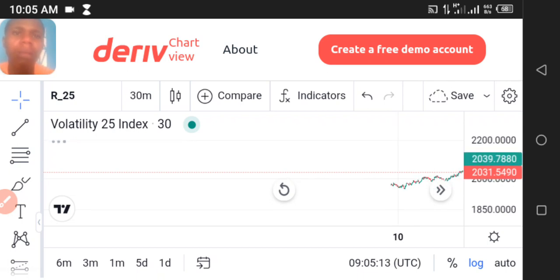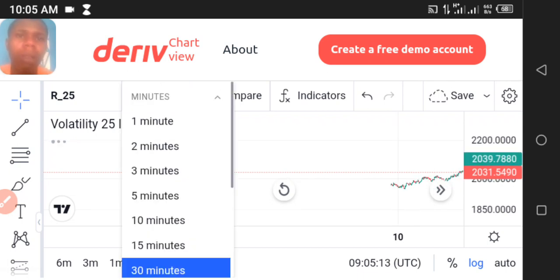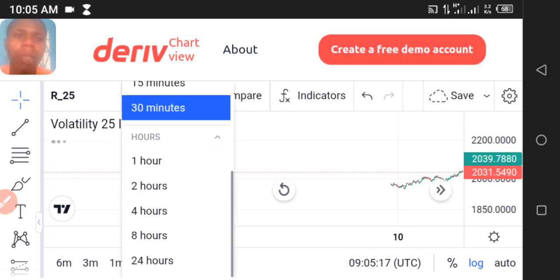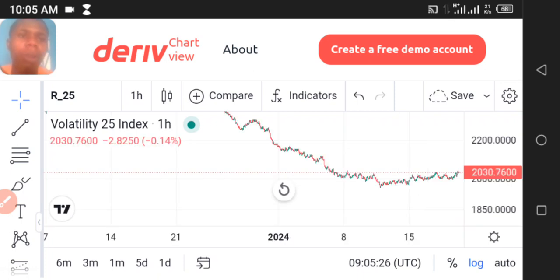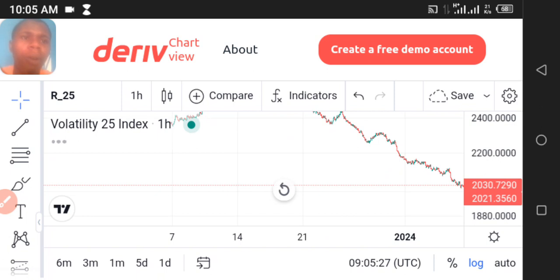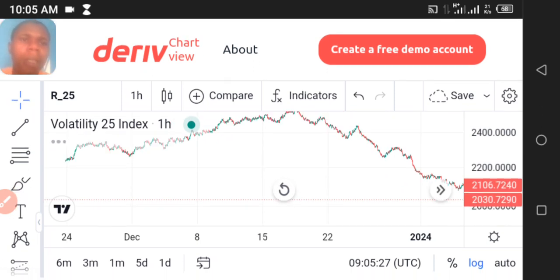Okay, I think this isn't loading. Let's go to 1 hour. See, this isn't loading. Hopefully 1 hour gives us what we're looking for. That should be better off.